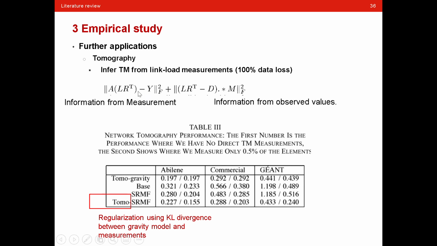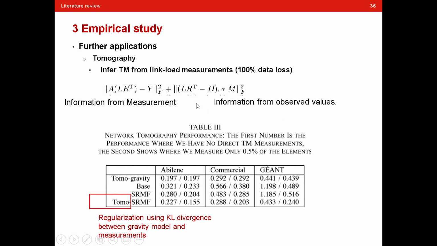So they reformulate the optimization problem into two parts. This is the information from the measurements, which means that in this case we don't know the entries of this matrix, and we can use a measurement matrix to map this matrix into the measurement space and then check the measurement error.